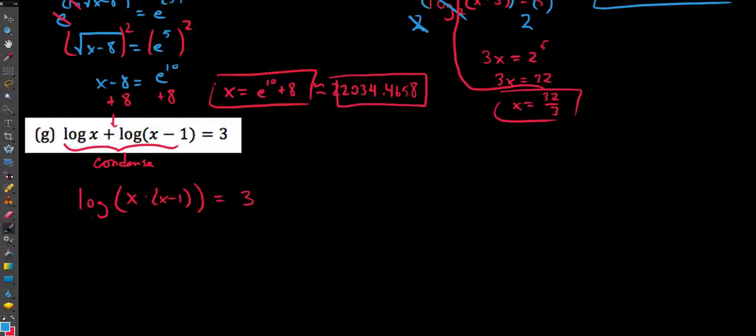Now that we have a single log on the left and it's by itself, that is, we don't have a coefficient, and we don't have any loose constants being added or subtracted, I'll wrap these up, and we can use brackets since I've got a lot of parentheses on the left there. And we're going to exponentiate both sides with the base of 10. So what this does is on the left it produces just this x times x minus 1, and on the right we have 10 to the power of 3.